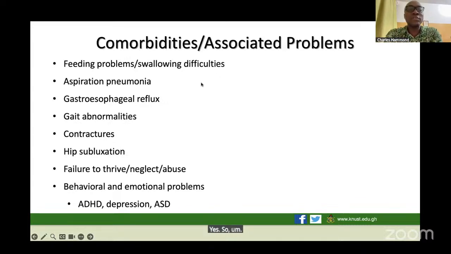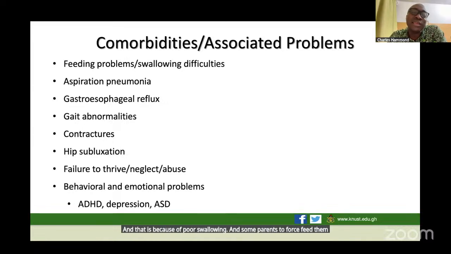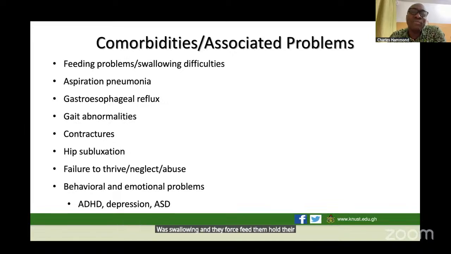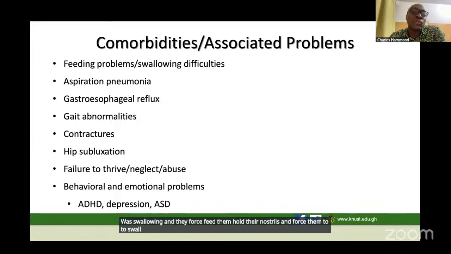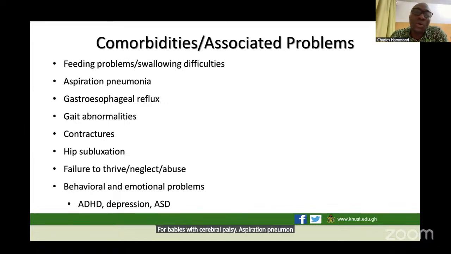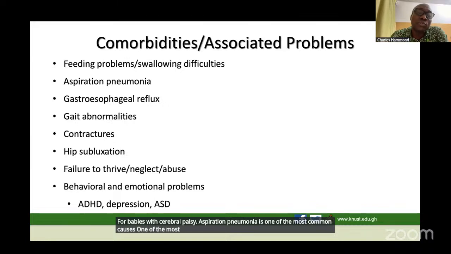I said that they have feeding problems, and that is because of poor swallowing. And some parents will force feed them because sometimes it takes a long time to finish a cup of porridge. It might take even 30 minutes to finish a cup of porridge. So if we don't educate this parent, they think the children are just being lazy with swallowing, and they force feed them, hold their nostrils and force them to swallow. And in doing so, they aspirate, and they come to hospital with aspiration pneumonia. And that is one of the most common causes of death for babies with cerebral palsy. Aspiration pneumonia is one of the most common reasons they succumb to the condition.